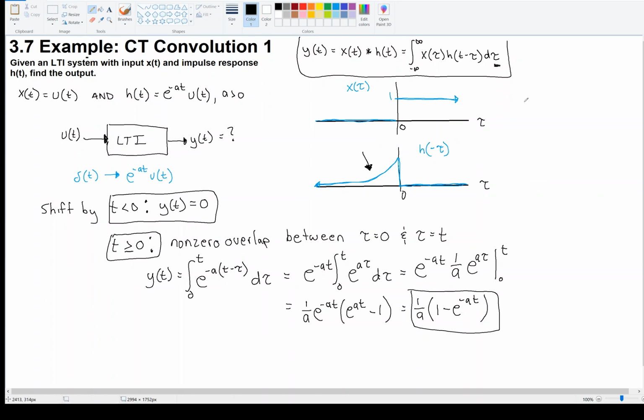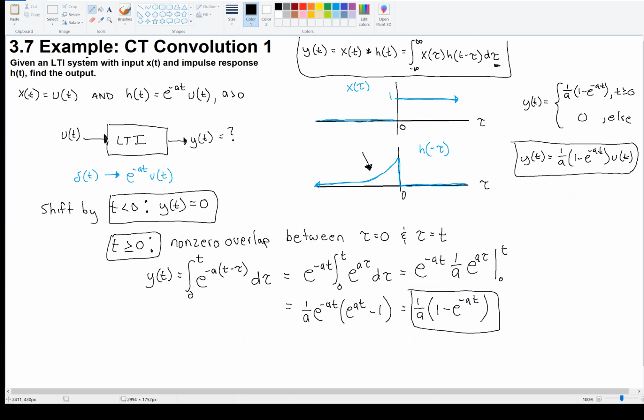So we can combine those two parts using the unit step. Well, let me back up. We can write a piecewise function. We can say that the total output is this 1 over a, 1 minus e to the negative at, when t is greater than or equal to 0, 0 else. Or I can use the unit step to write this more compactly and say that the output is 1 over a times 1 minus e to the negative at times the unit step. Either one is fine. This one is probably preferred.